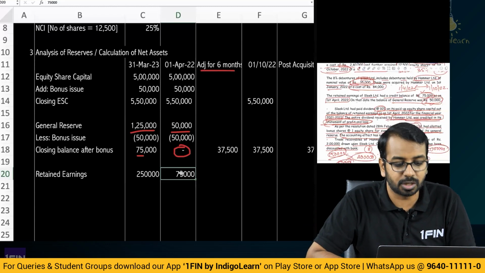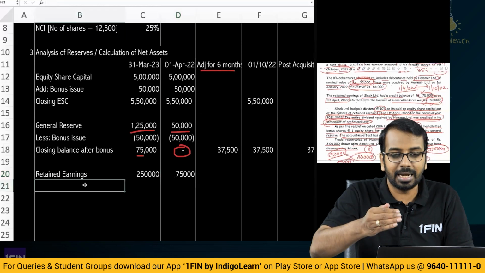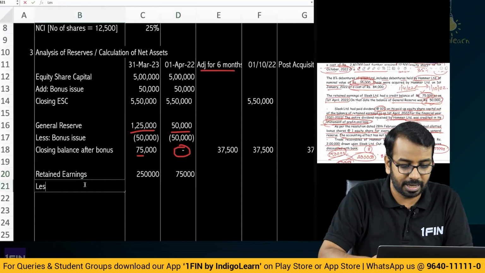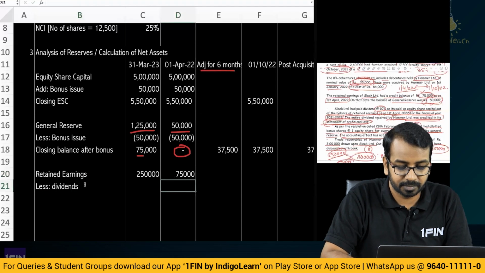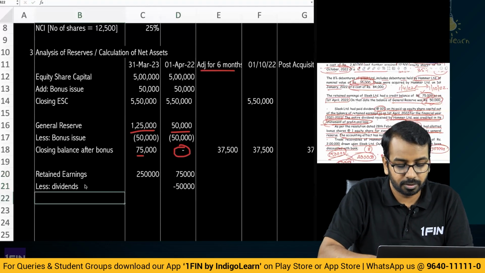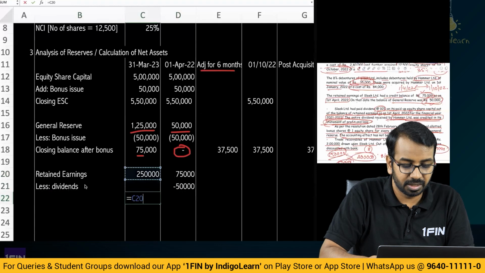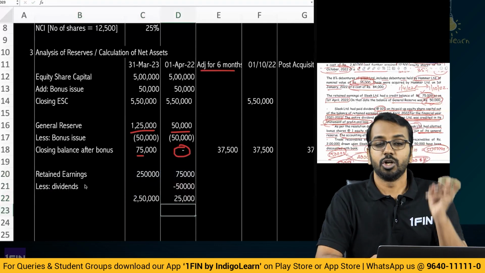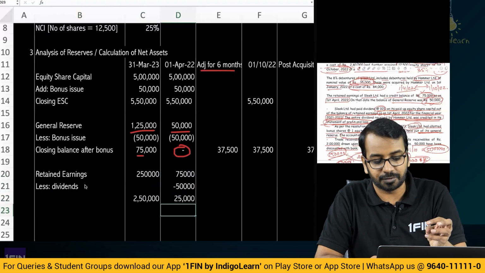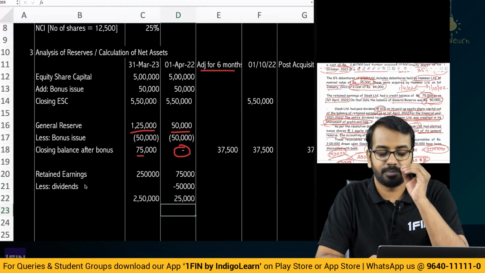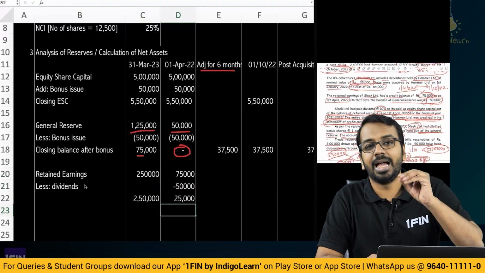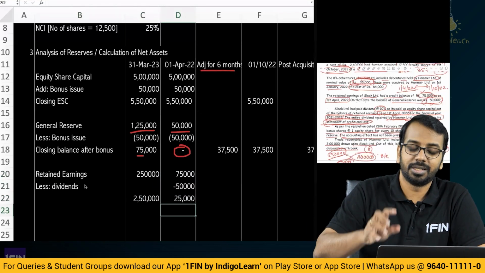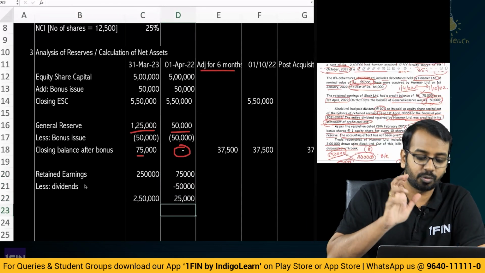So this 75,000 that you see on 1st of April, we have to bring it down by the dividend amount, that is 10%. So less dividends, how much? 50,000. So here it is 2,50,000, here it is 75,000 minus 50,000, 25,000. So the opening balance as on 1st of April, effectively after paying dividend, is 25,000. We are not saying the opening balance is 75,000. Opening balance minus dividend is 25,000.